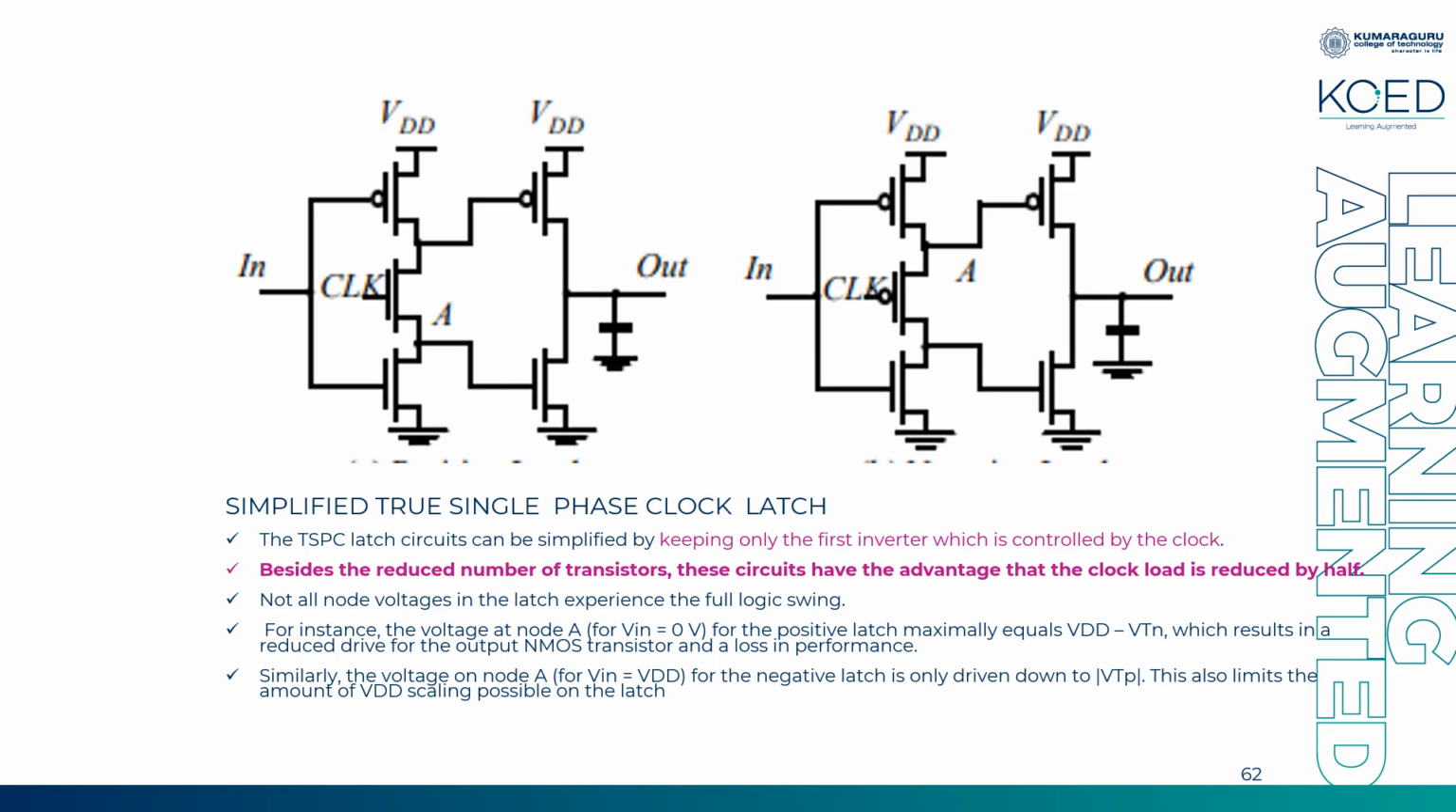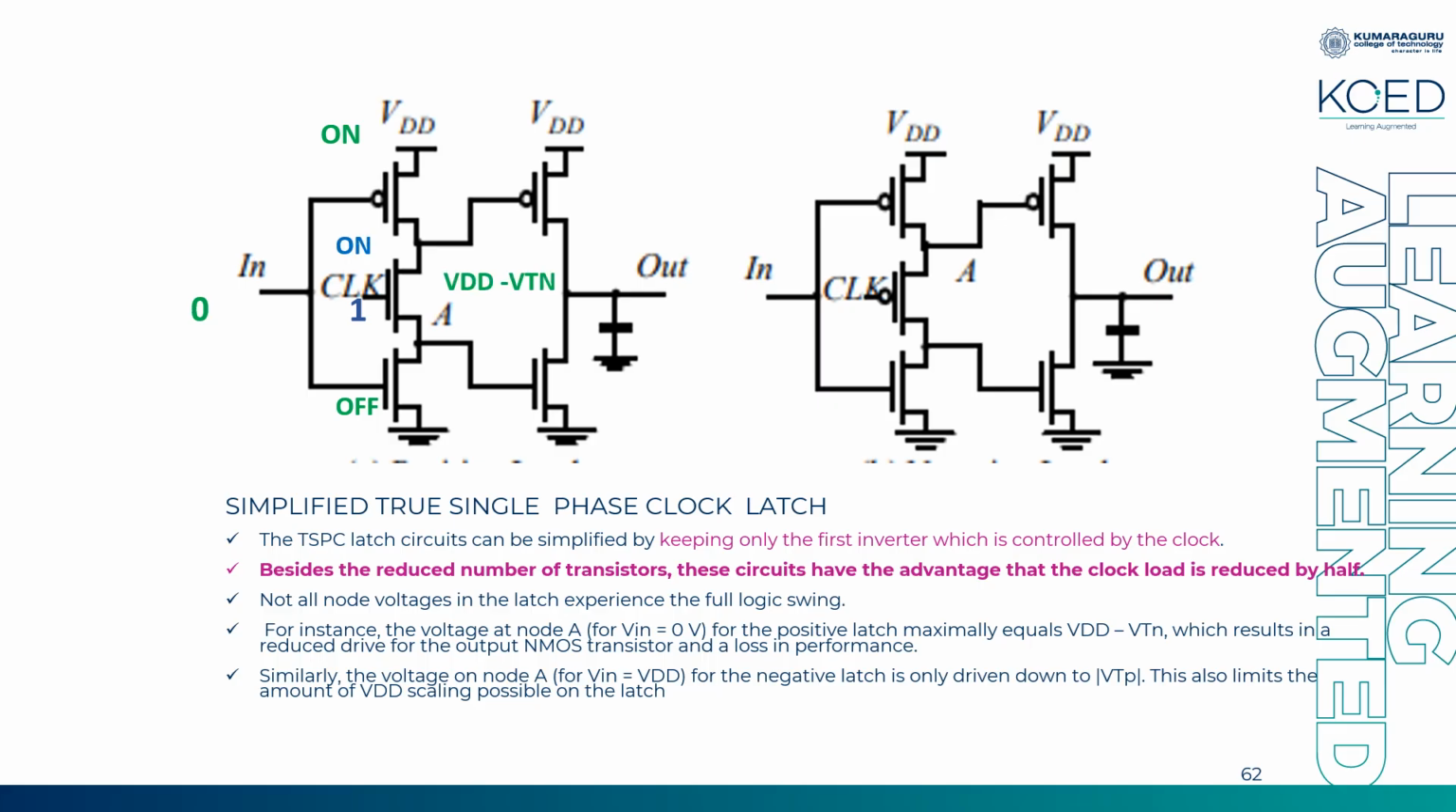What is the problem? You will have the same charge sharing problem over here. How? Suppose both positive and negative latch are given. Both when in transparent mode, when your input is 0 in case of positive latch, what happens? PMOS will be on, NMOS will be off, clock is 1, transparent mode. Okay, so now PMOS is on, it will conduct and it will provide VDD at the output.